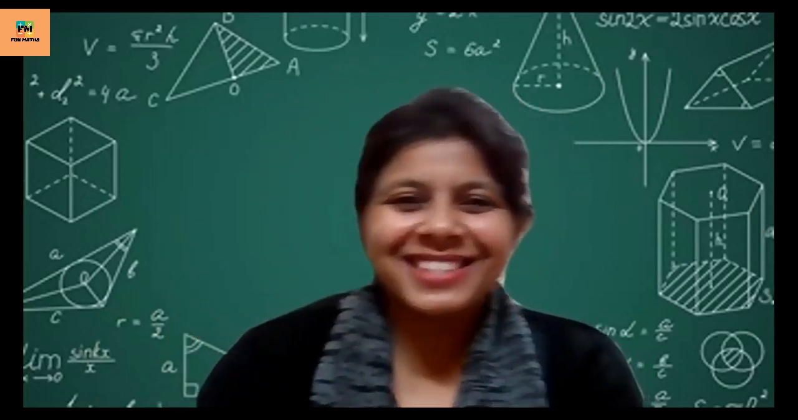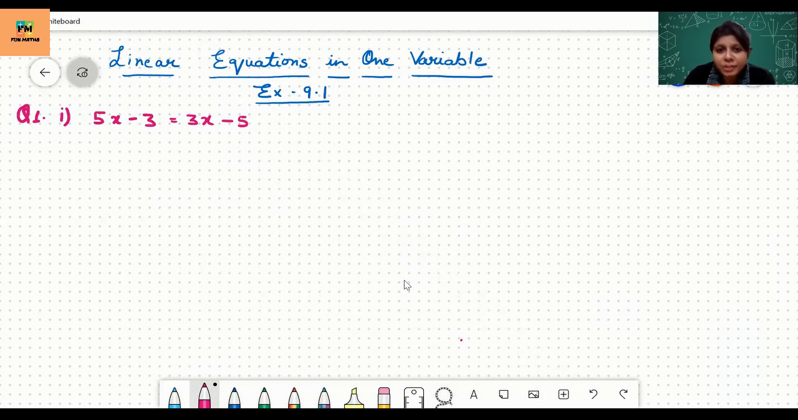So let's quickly start. Here we have the first question from ML Aggarwal: 5x minus 3 is equal to 3x minus 1. Now, as we have already done two-step equations, if you see in this equation, we have two operations involved. Here we have one operation that is multiplication. And on the other hand, we have one more operation that is subtraction.